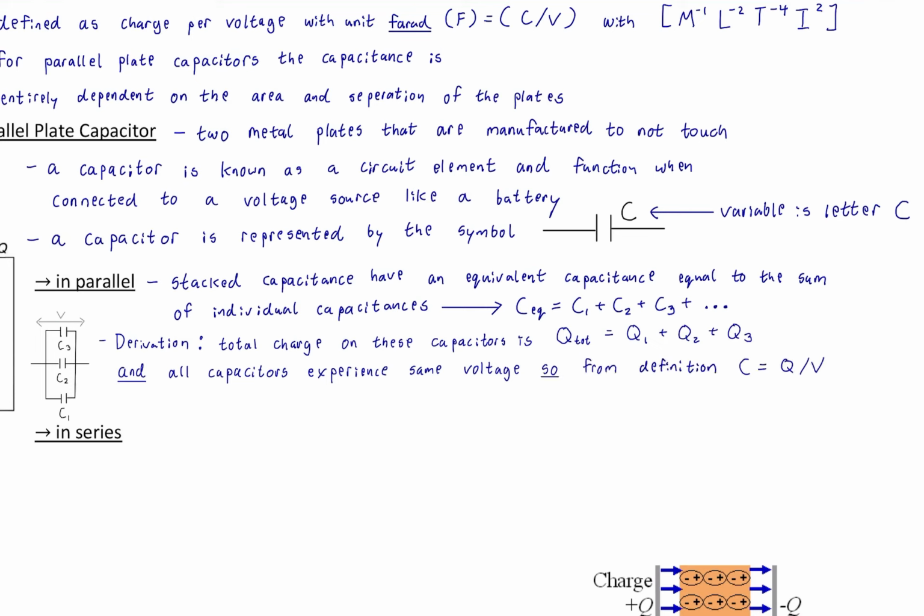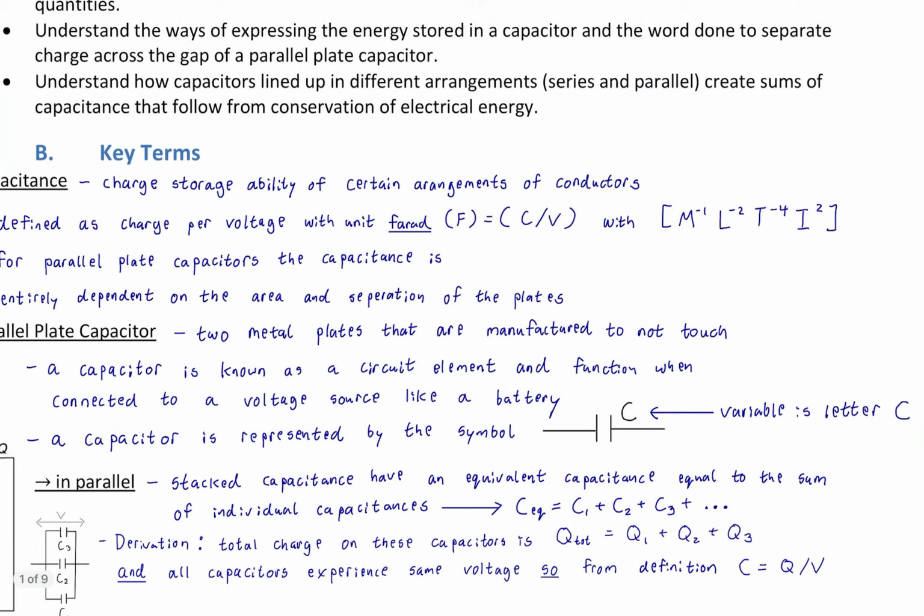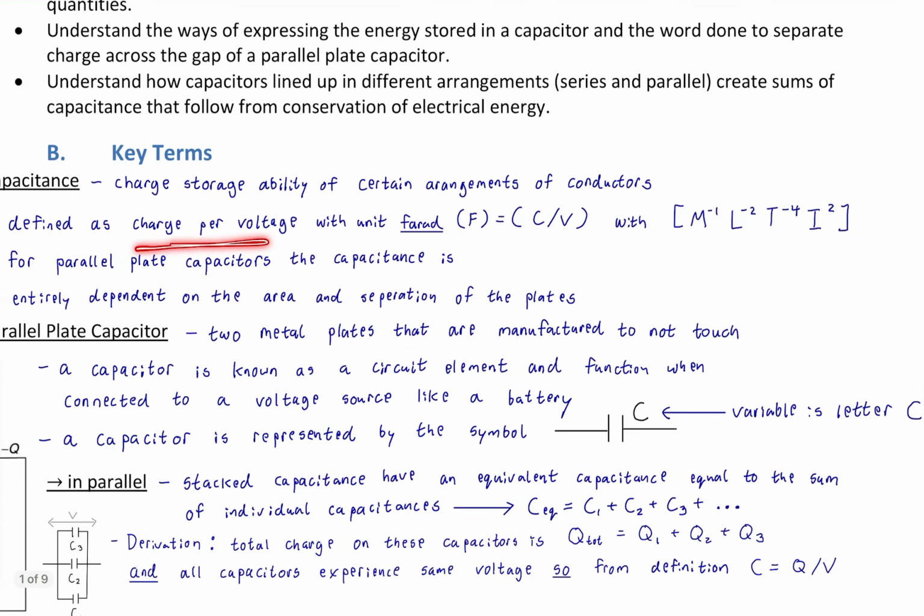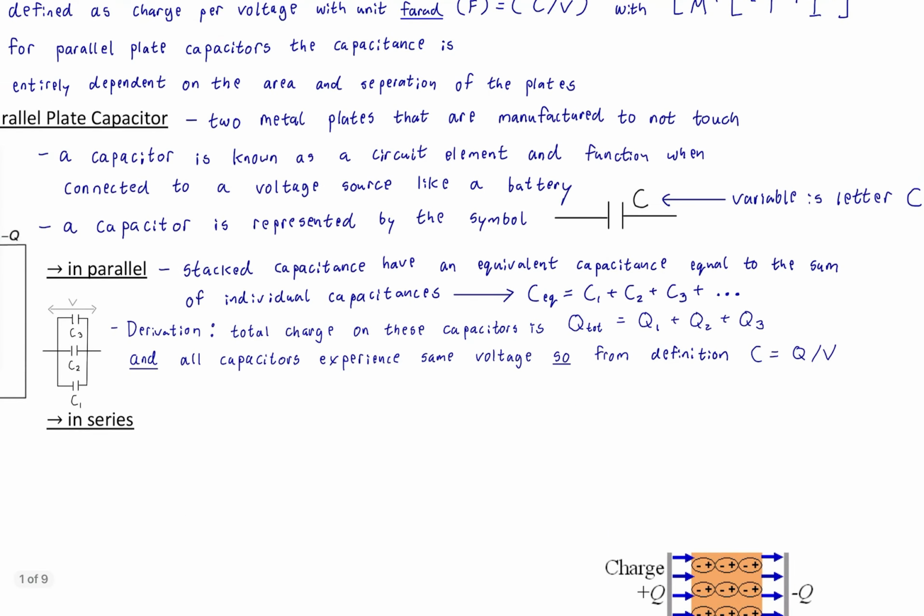So from the definition of capacitance, and I'll come back to that in our key equations on the next page, capacitance is defined as charge over volts, which is completely consistent with the definition here: charge storage ability of certain arrangements defined as charge per voltage. That means the total charge is capacitance 1 times voltage, capacitance 2 times voltage, and capacitance 3 times voltage. That's the total charge on all of these capacitors.